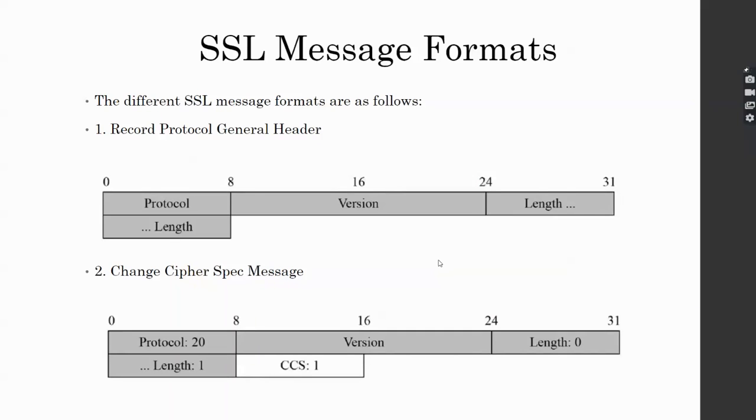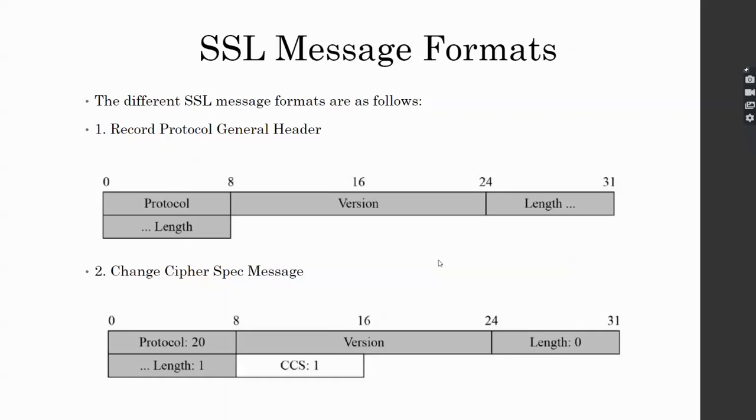As Rohit said, there are four types of protocol, so there are four types of SSL message formats also. The first one is the record protocol general header. There are three fields. First, protocol type, its length is 8 bits. Second is version, its length is 16 bits. And third one is length. Its length is also 8 bits.